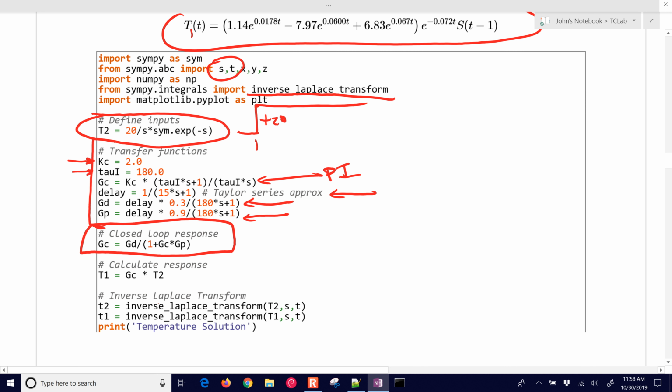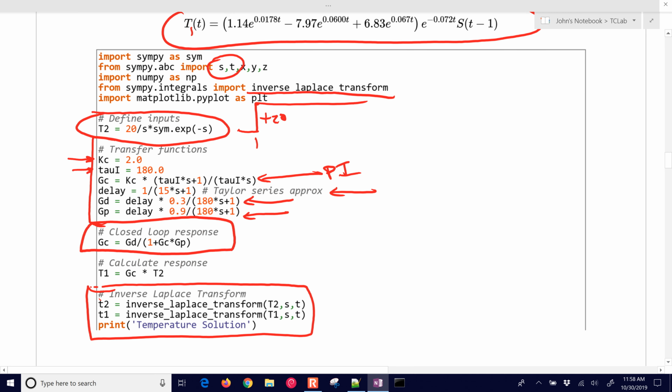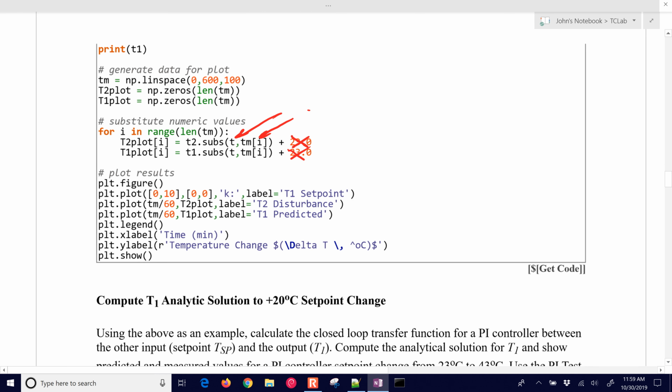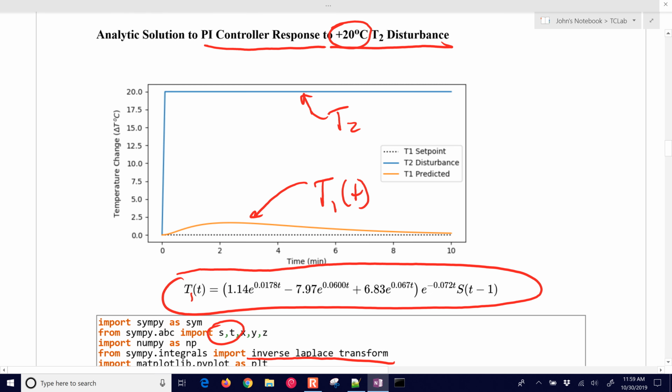Alright, now I want to do an inverse Laplace transform, and then it's just plotting the values. So I need to substitute the symbolic expression for t with specific times that I want to see the solution at. I'm not going to put these 23s in here because I'm just going to do temperature change and then plot it like this. And this is going to be the solution right here.